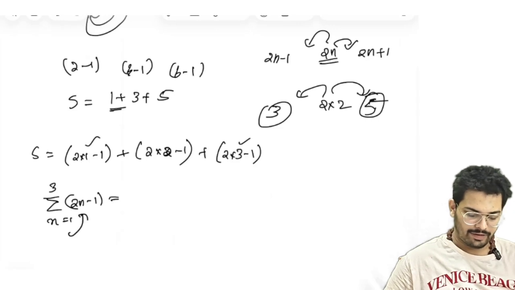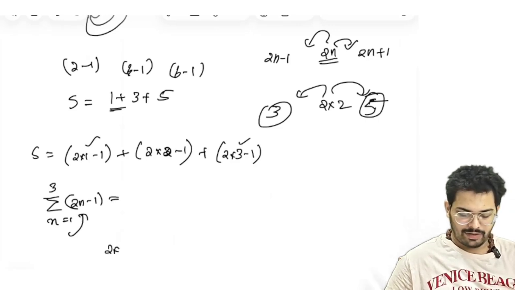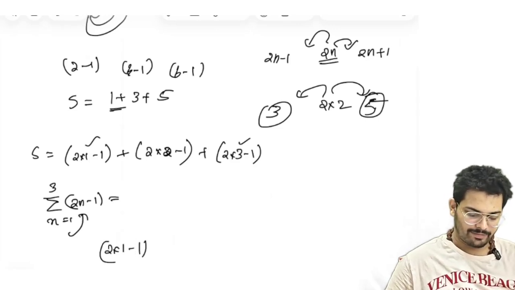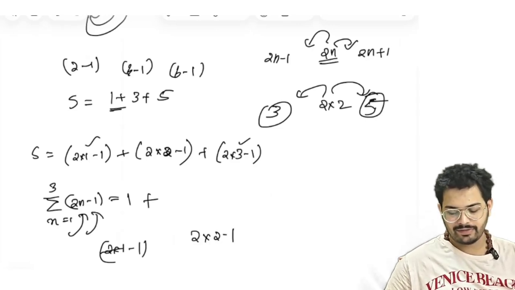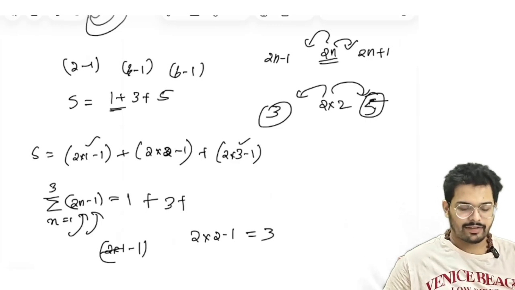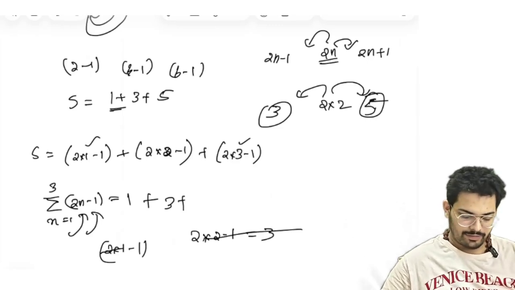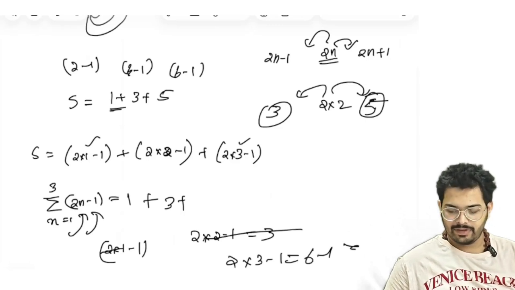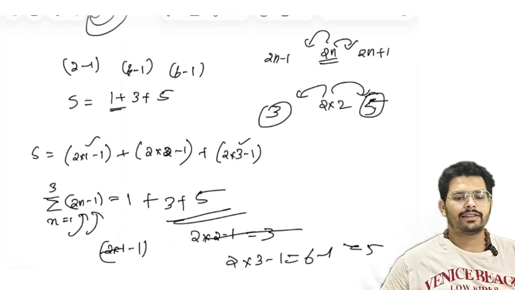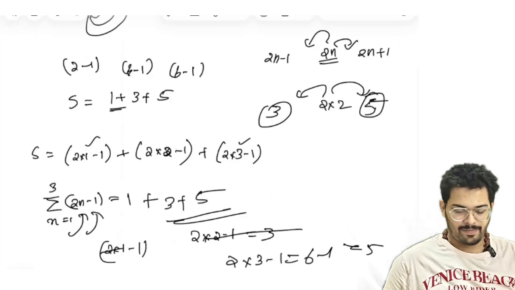Now if you put n equal to 1, you will get 2 into 1 minus 1, that is the first term, that is 1, plus, since it is sigma notation, we will add. Again when you put n equal to 2, that is 2 into 2 minus 1, which is equal to 3, you will add. Again when you put n equal to 3, this will be 2 into 3 minus 1, which is equal to 6 minus 1, which is equal to 5. Again you will add. That's how sigma notation works.